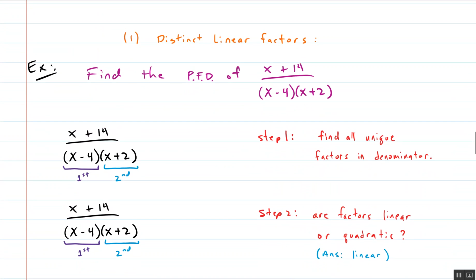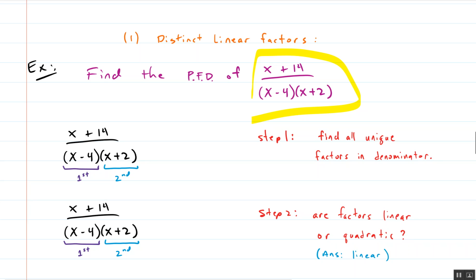So the question we have is find the partial fraction decomposition of x plus 14 divided by x minus 4 times x plus 2. So this is the problem that we were looking at earlier. Well, I've got a bunch of steps over here on the right in red. So that'll help guide us through this process. And you can generalize these to any problem that fits this category of distinct linear factors.